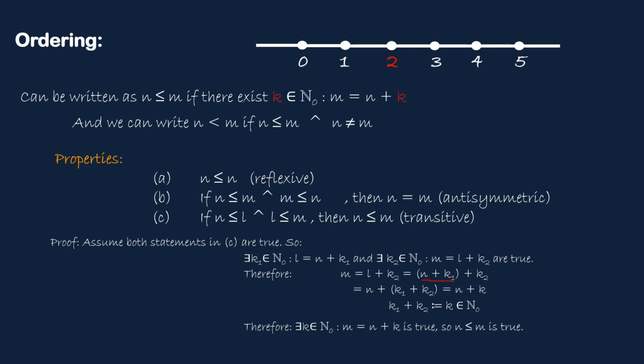Then, regroup. We can say k sub 1 plus k sub 2 is k, which is an element of zero and the natural numbers. So we can say that n plus k is equal to m. Therefore, there exists k, an element of zero and the natural numbers, such that m is equal to n plus k is true. So we can say that n is less than or equal to m is true.